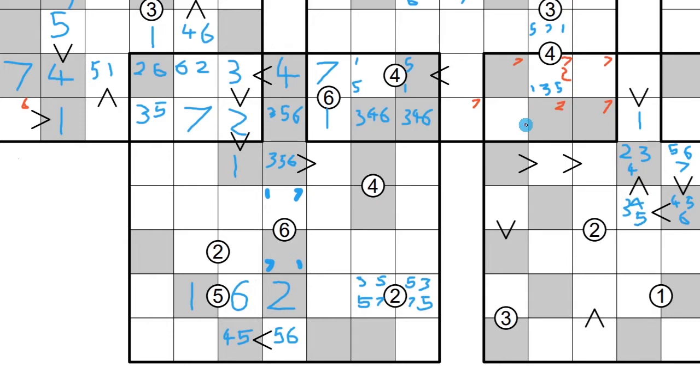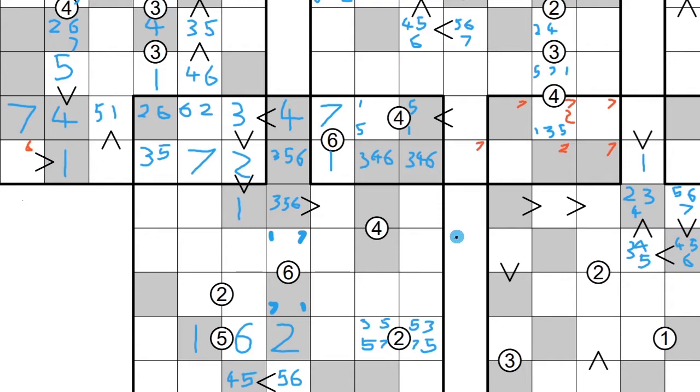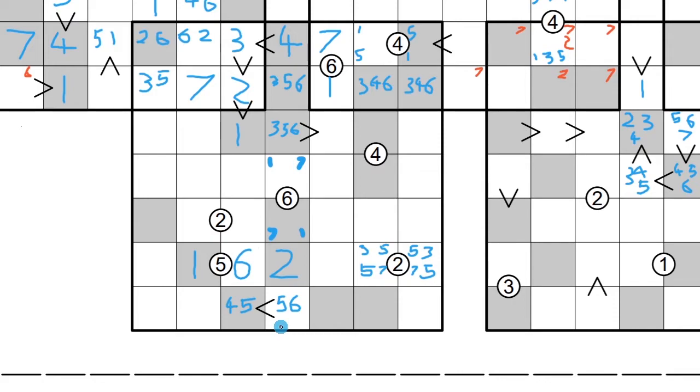Okay. Actually, can I do the X-wing thing there? I can't, can I? Because can't 5 be here? Is there a reason I'm saying that 5 has to be over there? Oh, yeah, because every combination of that includes 5. Every possible combination for this includes the number 5. Yes. So 5 is there. So 5's not here or here.